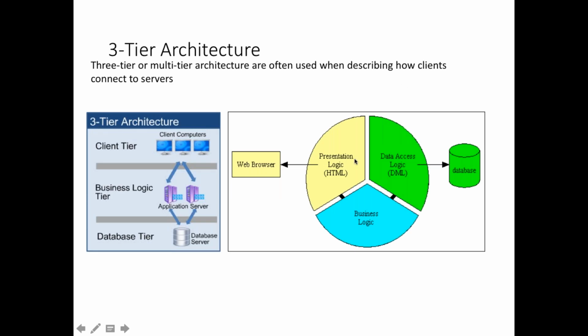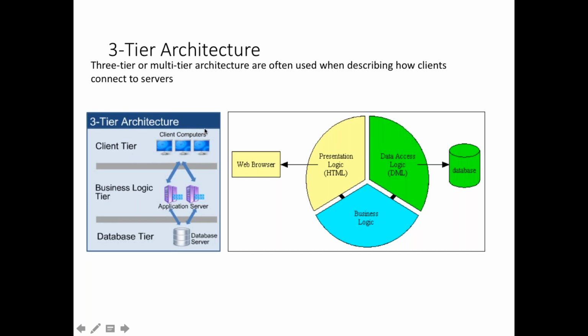We have a three-tier architecture in Duck Creek. Three-tier, multi-tier architectures are often used when describing how clients are going to connect with the servers. If we see the left-hand side of this diagram, we have a three-tier architecture with three layers. One is a client tier, second is a business logic tier, and third is a database tier.